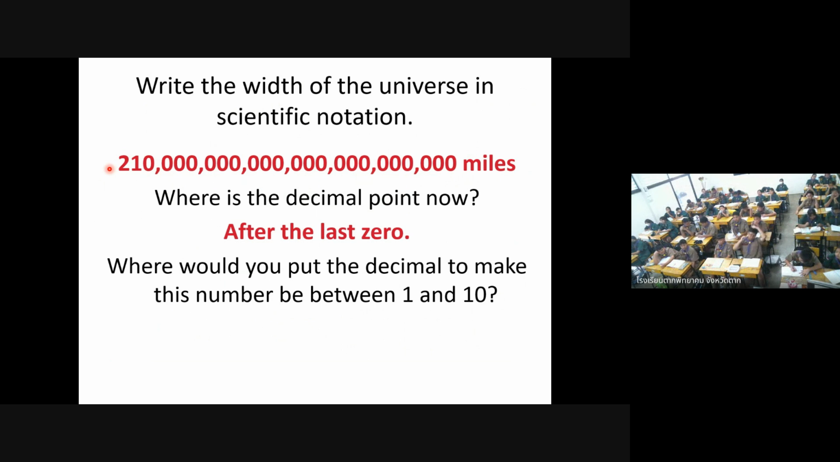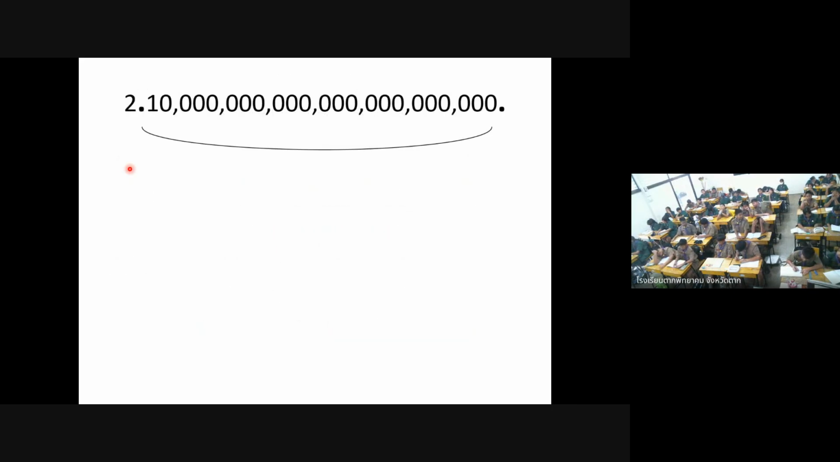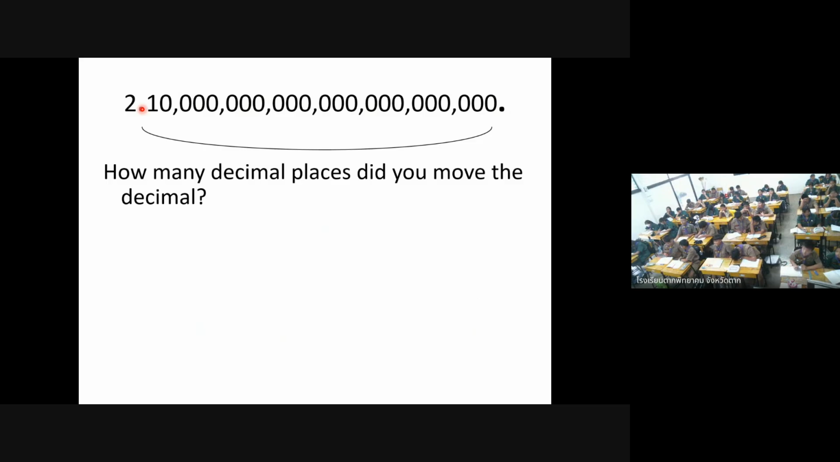Where should the decimal point be? It should be between 2 and 1. So we're going to have this number. Again, if you don't see any number, the decimal point is always at the end of the given number. Since A should be greater than or equal to 1 but less than 10, we're going to move this point from here to here. So we're going to have the decimal number 2.1.